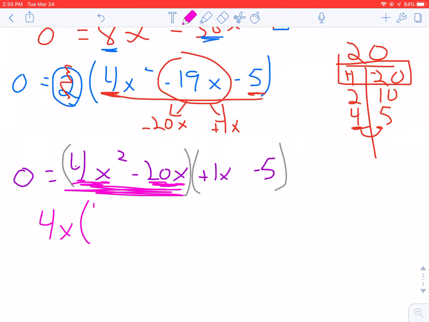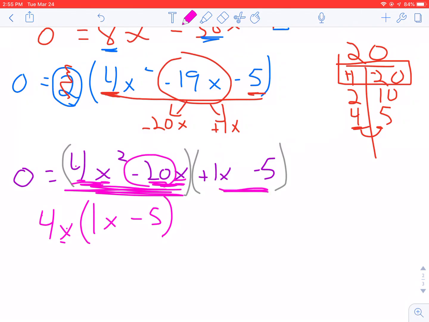4 divided by 4 is a 1. X squared divided by x is x. Negative 20 divided by 4 is a minus 5. The x's cancel. Okay, so that is probably the second hardest part of this, is that GCF part right there.